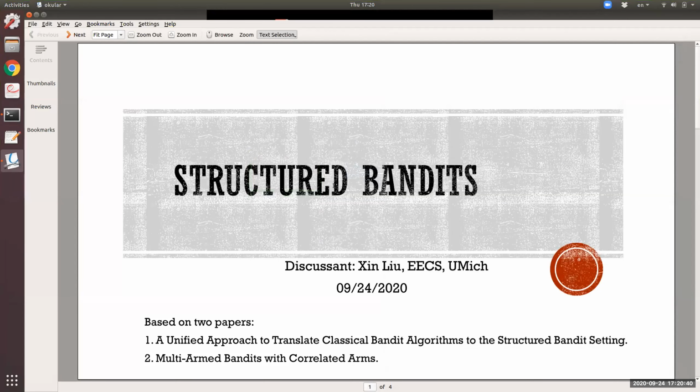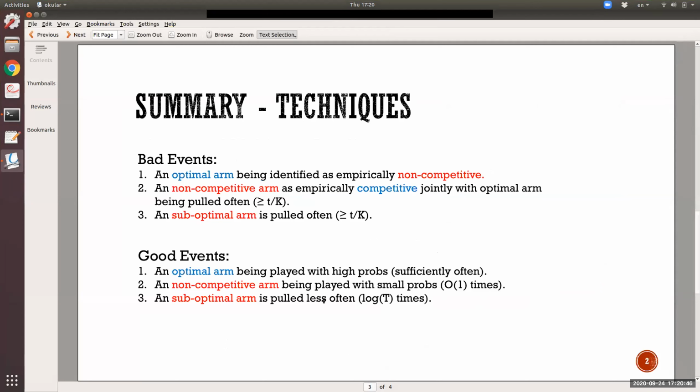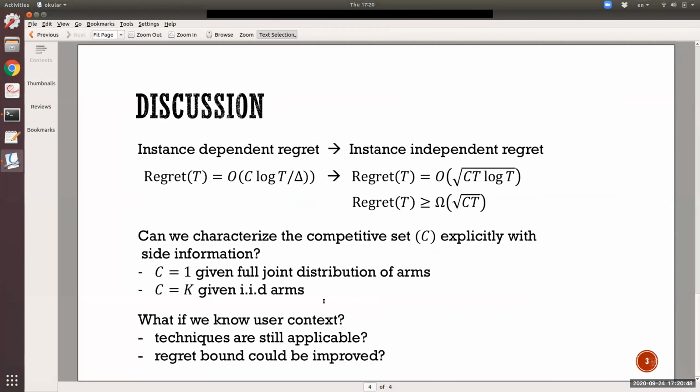So, Shin, if you're there, if you want to go just very quickly, if you have a few questions, please go ahead. Yeah, sure. First I'd like to thank Osman for a very nice talk and for these two nice papers. I will skip the summaries and just go into the discussions and questions.